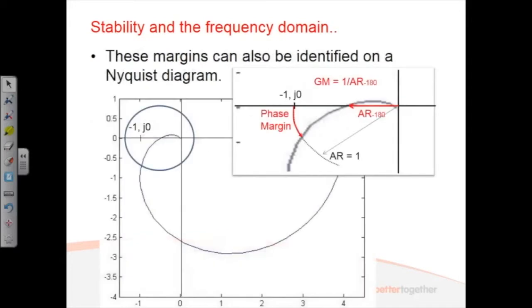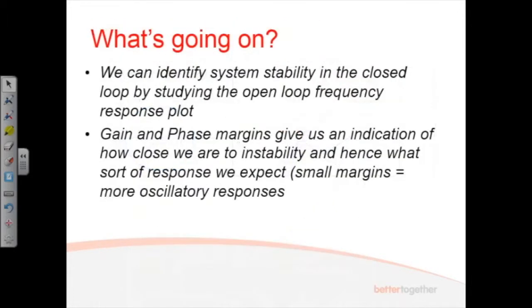We don't really do Nyquist diagrams, but you can identify the same features on a Nyquist diagram. Phase margin is measured quite easily as an angle, and the amplitude ratio is the value when the phase is -180 and the gain margin is 1 over that. Okay, we're not really doing Nyquist diagrams, so don't be too concerned about that. So that's the last bit of frequency response information.